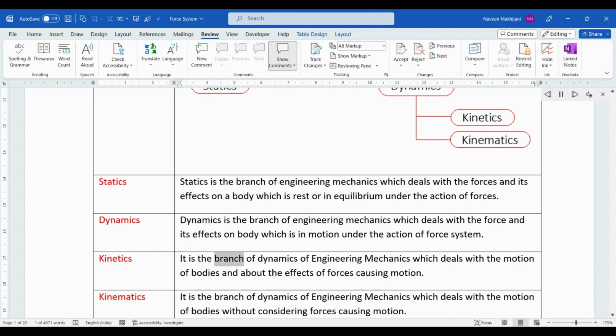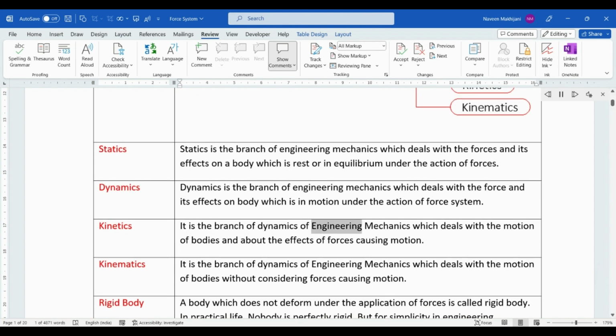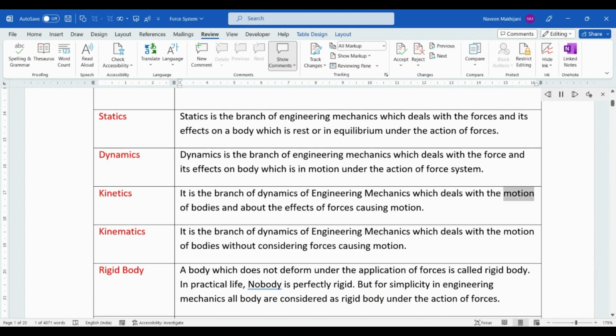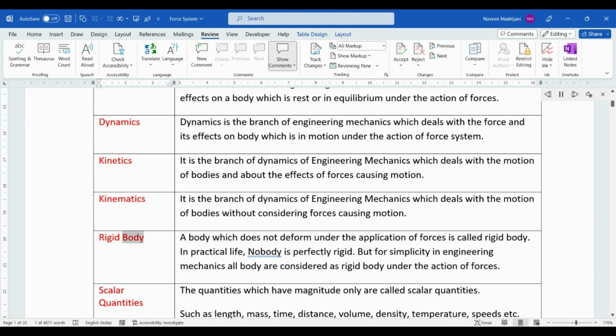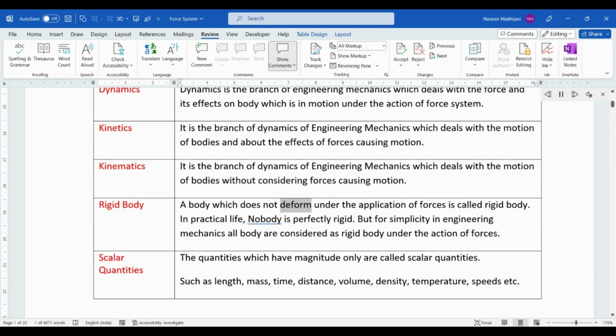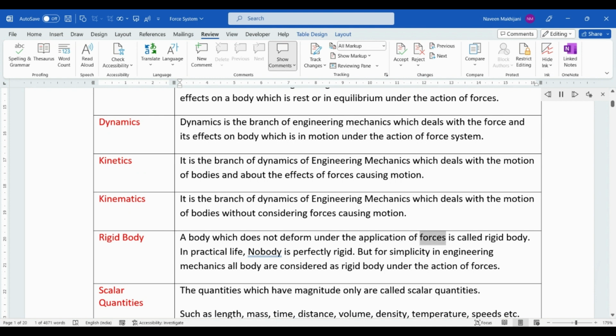Kinetics. It is the branch of dynamics of engineering mechanics which deals with the motion of bodies and the effects of forces causing motion. Kinematics. It is the branch of dynamics of engineering mechanics which deals with the motion of bodies without considering the forces causing motion. Rigid body. A body which does not deform under the application of forces is called a rigid body.